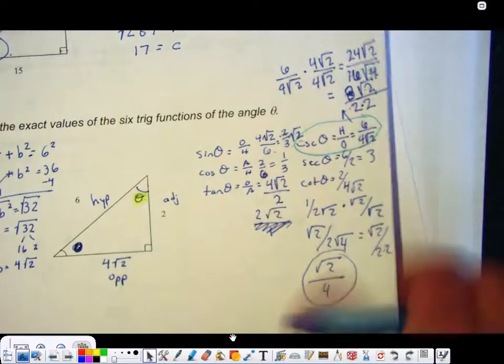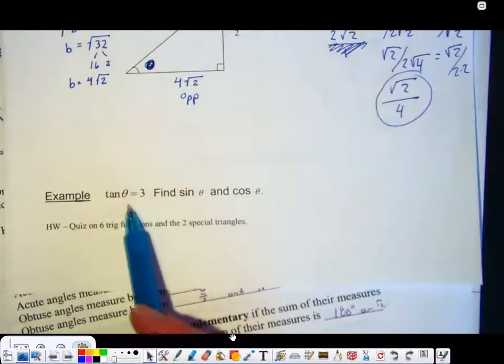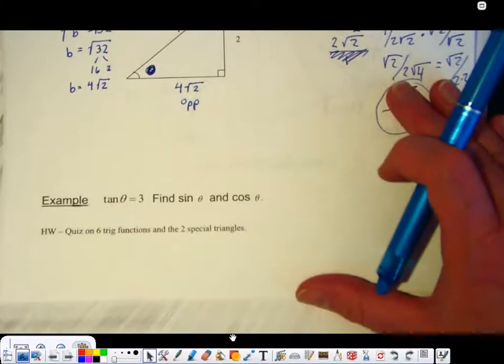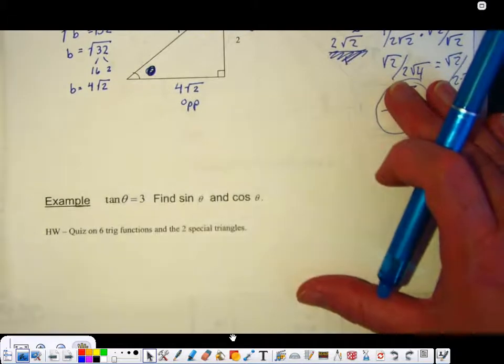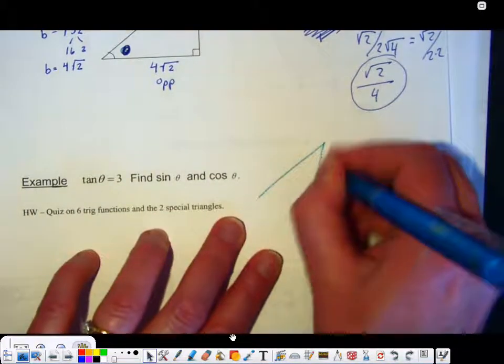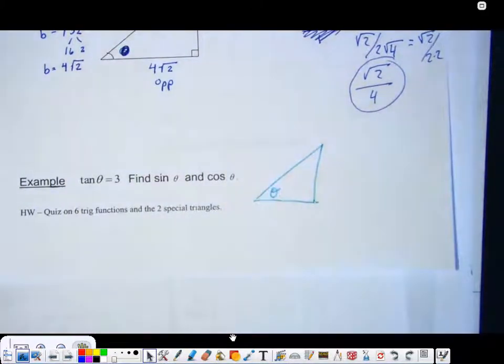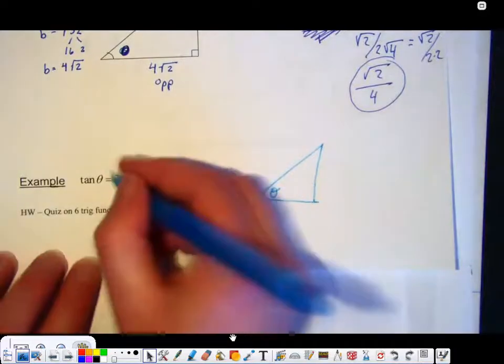Okay, and then the last one of these we're going to do is a little bit different. It tells you the tangent of the angle, and it wants you to find sine and cosine. So at least we don't have to do all 6 trig functions this time. So what I want you to do is draw a triangle. And you can put the angle wherever you want to. And then tan of theta is 3. Well, we need a ratio, so I'm going to make that 3 over 1.